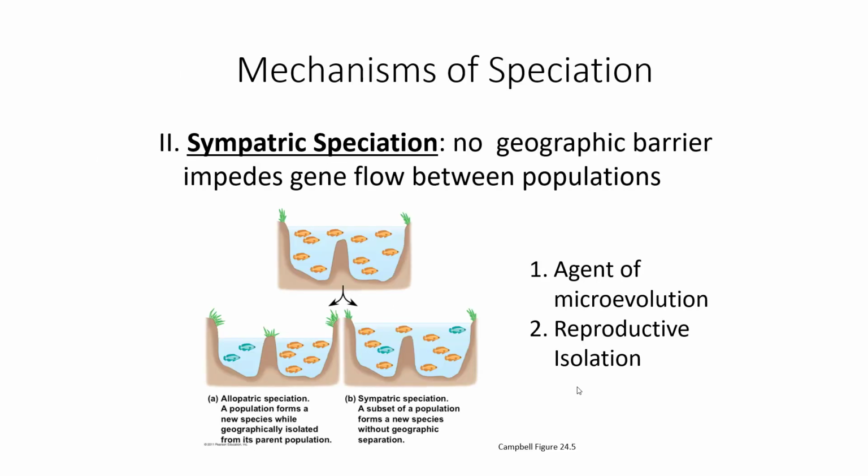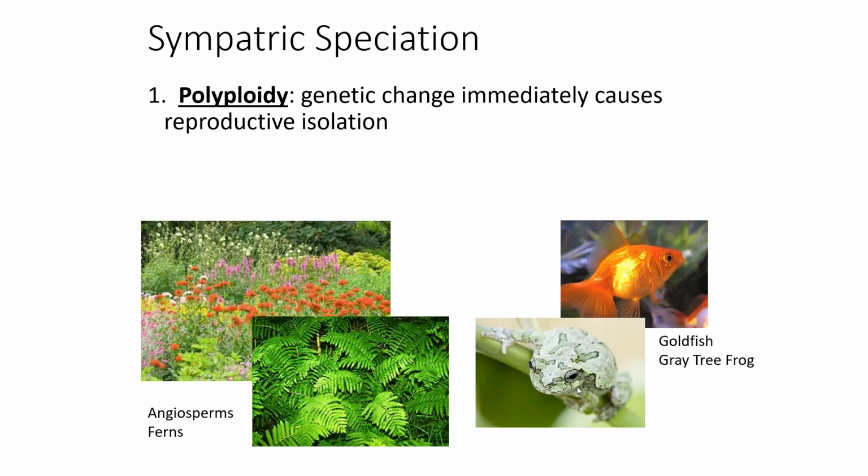There is also sympatric speciation, where there's no geographical barrier and there's nothing impeding the gene flow between populations, but they still speciate. How can that happen? Well, several ways. First off would be polyploidy. A genetic change can immediately cause reproductive isolation. What does this look like?